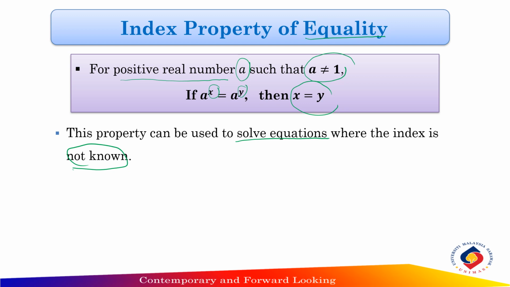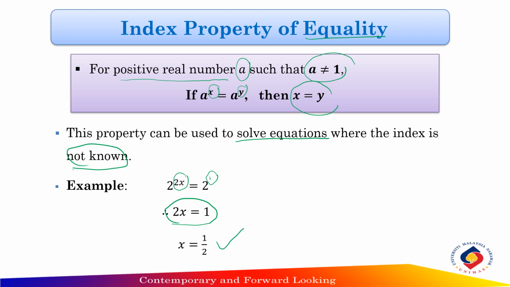Example, 2 to the power of 2x equal to 2. We know that 2 to the power of 1 is equal to 2. Same base 2, so we can compare the indices. 2x is equal to 1. And then we can solve for x equal to 1 over 2.